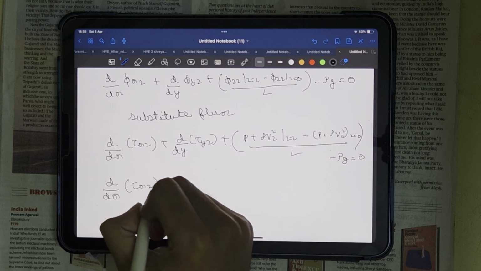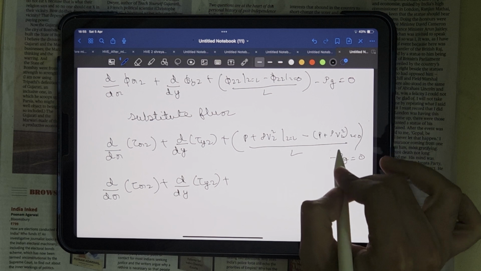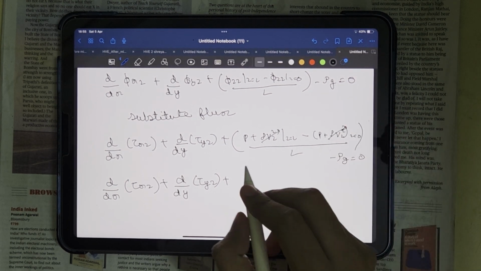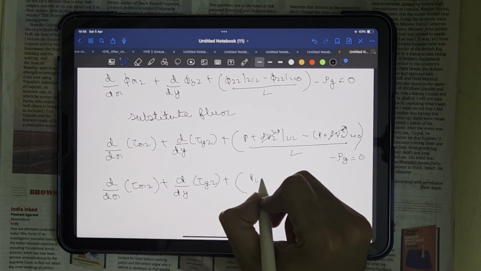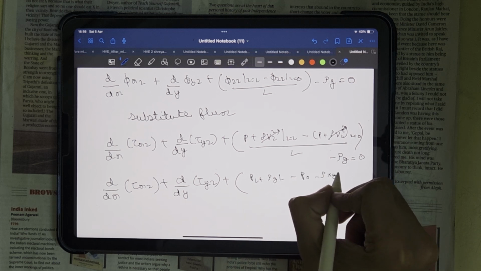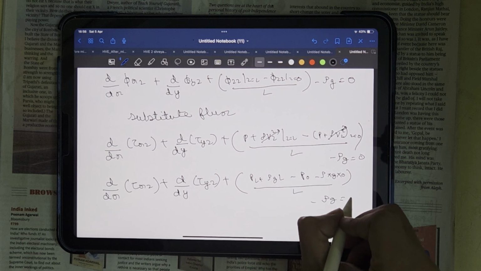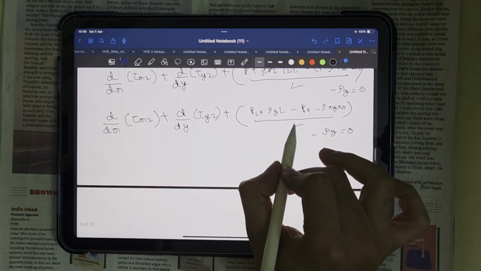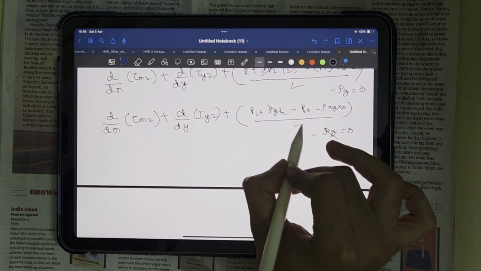Now, since velocity is not changing in z direction, we can cancel out this term. They will basically be the same value. Then this will become PL plus rho GL minus P0 minus rho into G into 0 divided by L minus rho G is equal to 0. From here we can see that this L cancels out with this L, and this rho G will cancel with this rho G.